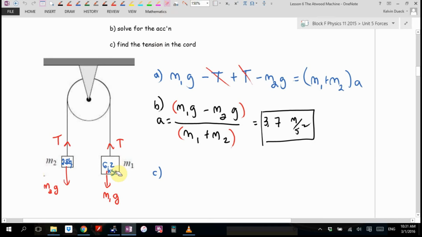Which way is mass 1 accelerating? Down. Which way is tension pointing? Well, this is mass 1, this is mass 2. We can use numbers and names. Which way is mass 2 accelerating? Up. Which way is tension pointing? I don't care about, I'm talking about this one here, right here. Which way is mass 2 accelerating?